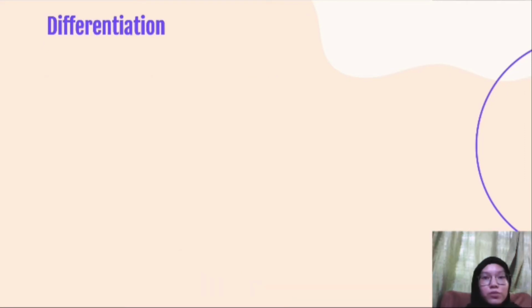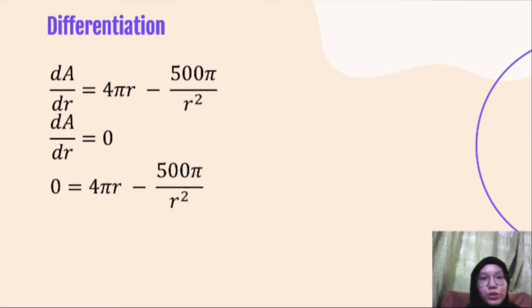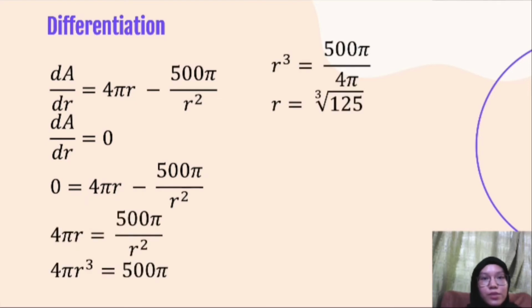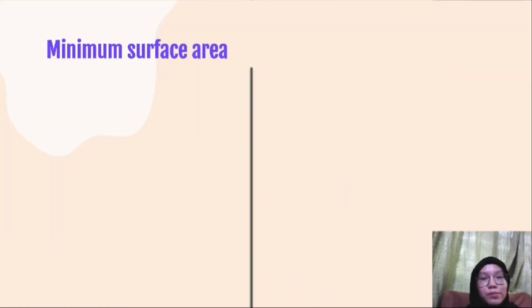After we found all the information about the tomato can that we need, we differentiate the formula of area, which is 4 pi r minus 500 pi over r squared. Then dA over dr is equal to 0. Then we substitute the dA over dr into the equation. Next, we solve the equation to find the constant r, and the radius is 5 centimeter. After we found the r, we substitute the r into this equation to find h, and h is equal to 10. Next, we need to find the minimum surface area.